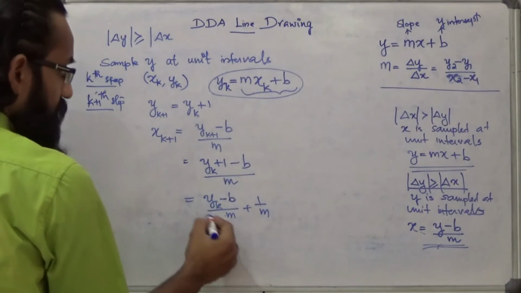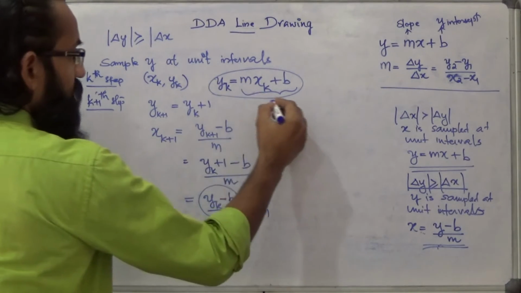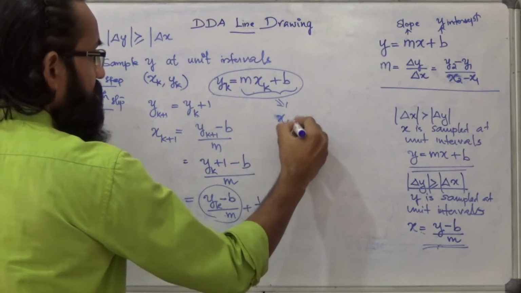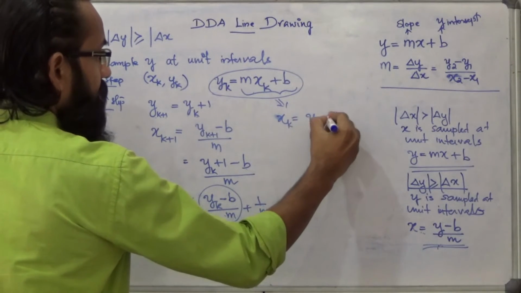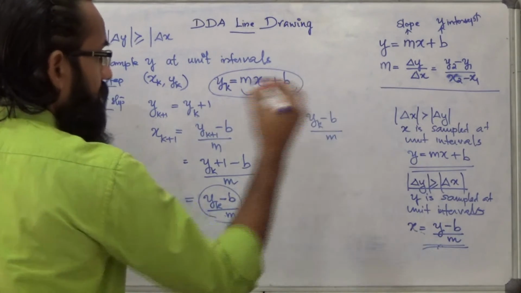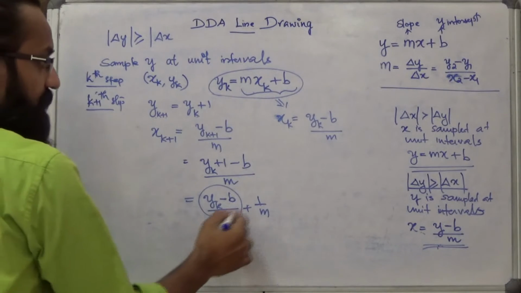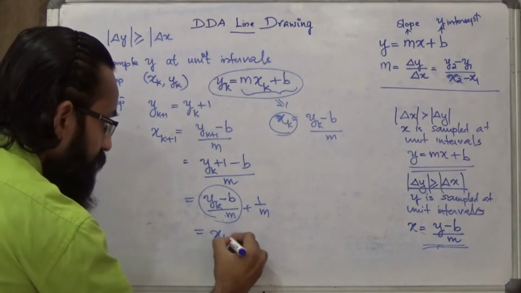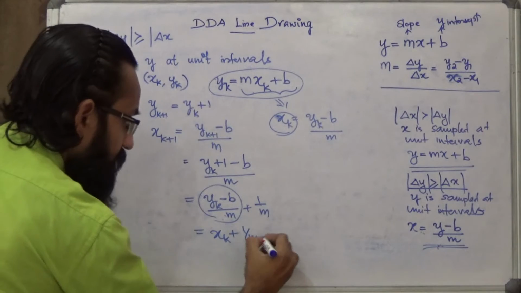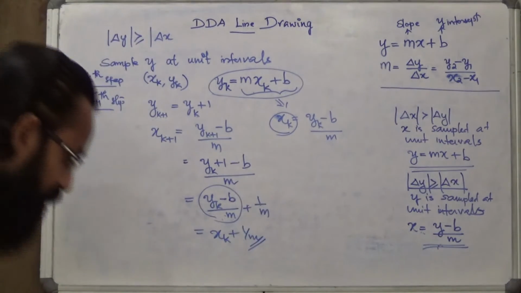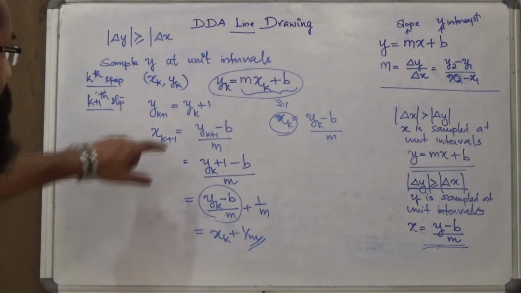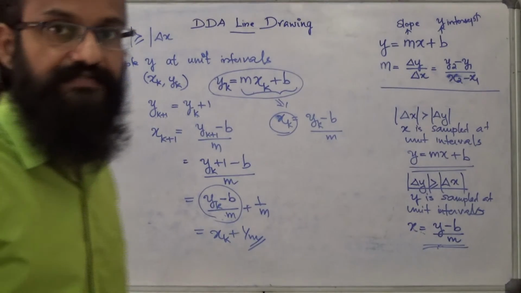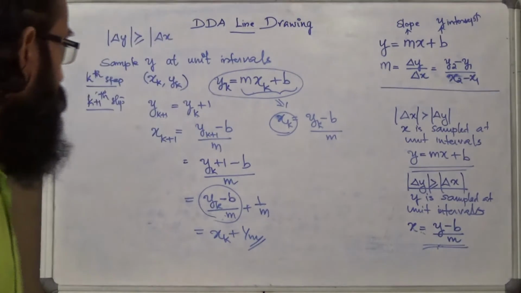So what is yk minus b by m? From this equation, what is xk? Xk is equal to yk minus b by m. So yk minus b by m is xk. So this will be equal to xk plus 1 by m. So here also we are eliminating this division operation, which is costlier as compared to addition or subtraction.